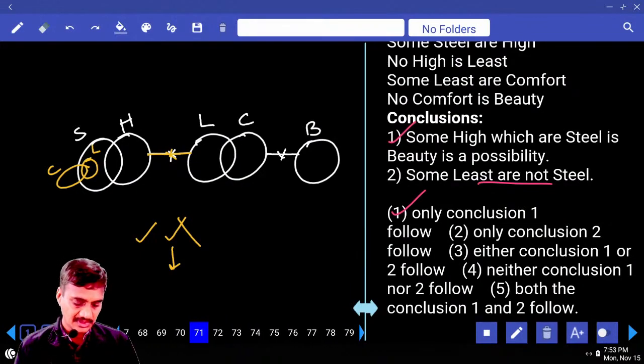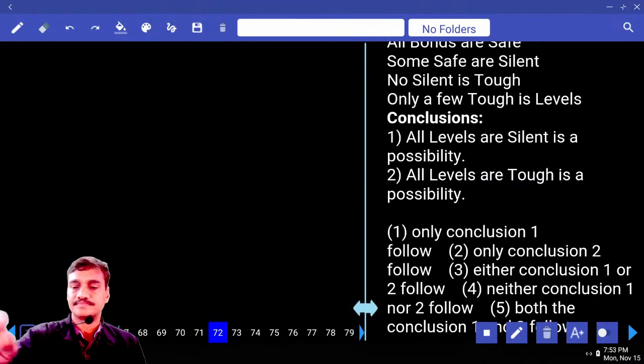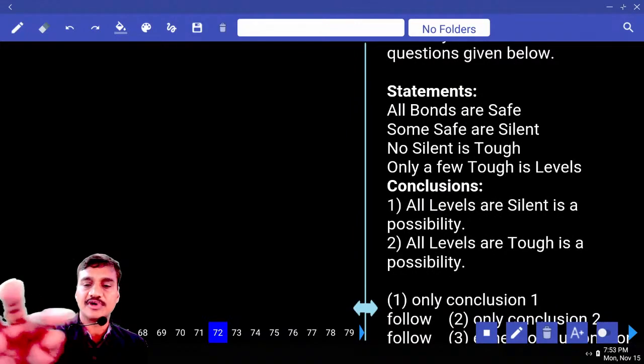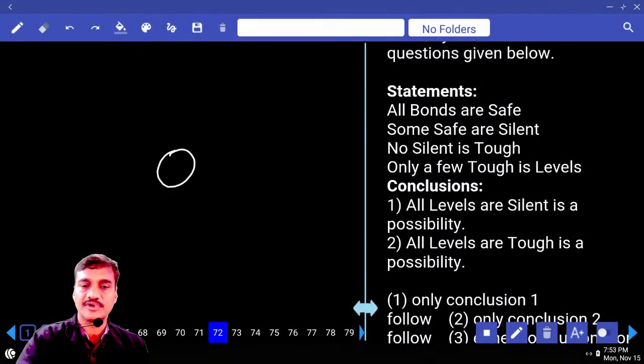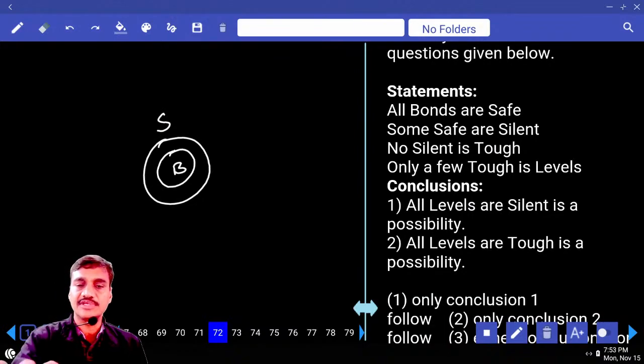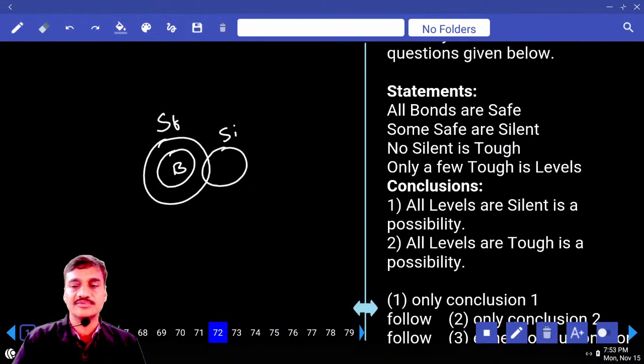Yes, note on this. Then 72. Now in this question number 72. Then all bonds are safe. All these bonds are safe. How to represent this one? These are the bonds which are safe. This entire bonds is a part of safe, and some safe are silent. Some safe are silent means safe and silent intersection between these two.